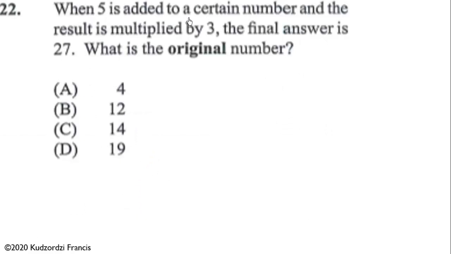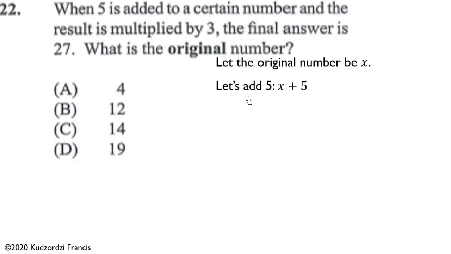When 5 is added to a certain number and the result is multiplied by 3, the final answer is 27. What is the original number? So we let the original number be x. Then when we add 5, we get x plus 5. So this is the result that we have now. And multiply the result by 3. So 3 times x plus 5, that is our current result.